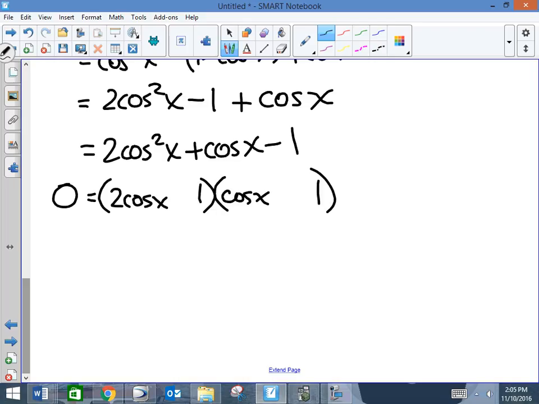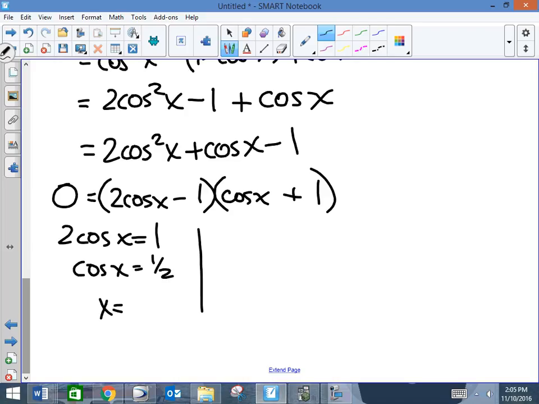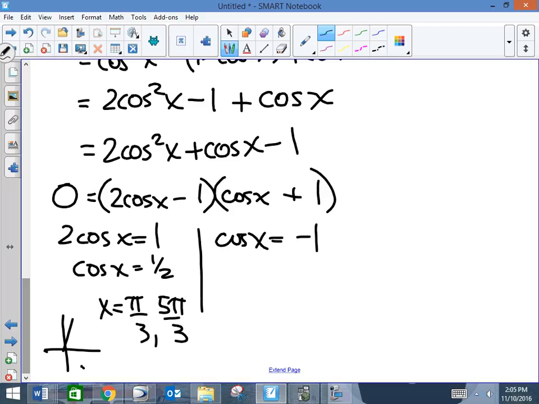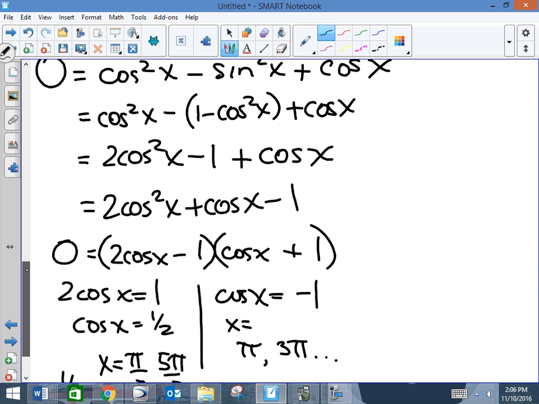All right, so factors. So our only options, this needs to be plus, so this will be minus. Okay. Set our factors equal to 0. Cosine x equals 1/2. Pi over 3 and fourth quadrant, 5 pi over 3. Cosine of x equals -1. That's over at pi and 3 pi, etc. Okay?